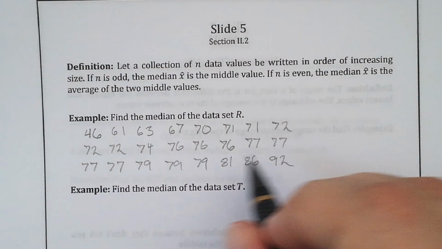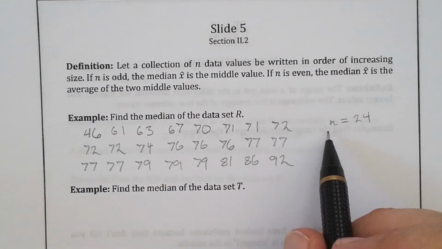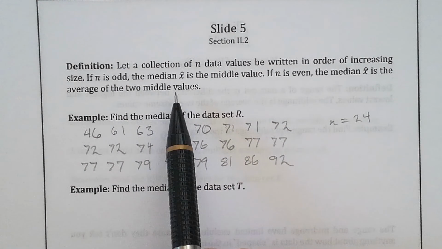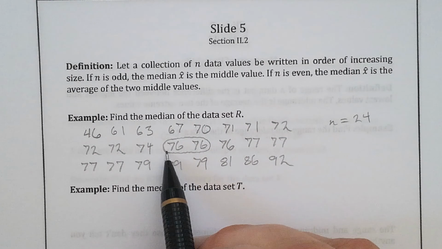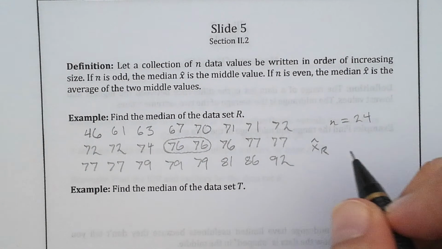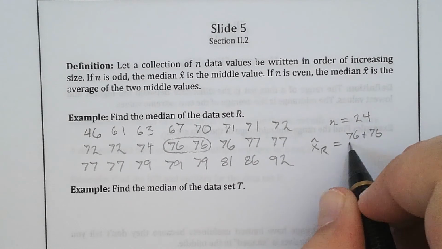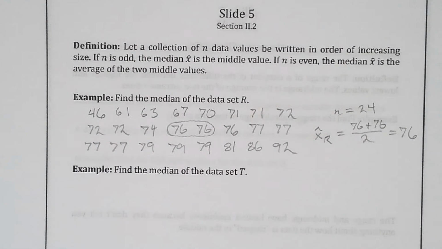So there are 24 scores here, so n is 24. And that means that n is even, so I need the average of the two middle values. The two middle values here are 76 and 76. So the median is 76 plus 76 over 2, which is 76. So 76 is basically just the middle of the data set when you list the data in order.